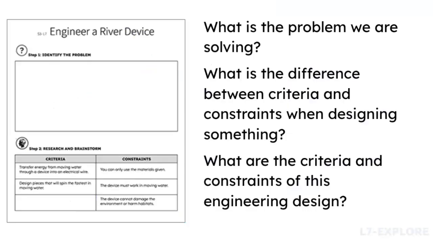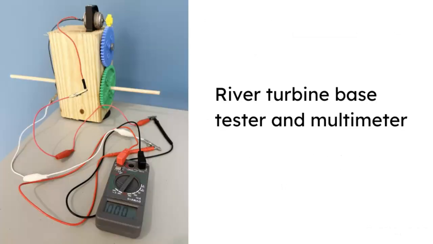You'll divide students into engineering teams of 3 to 4 and provide them with the Engineer a River Device student journal page. As a class, review steps 1 through 4. You'll then show students all of the materials they have available to them. You'll ask students how they think they could use the materials to design a device that produces electricity and how they will know if the energy is present in their design.